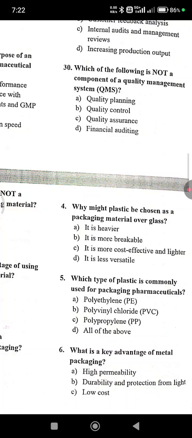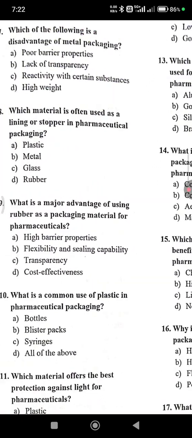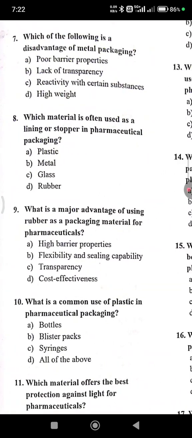Go to question number 6. What is the key advantage of metal packaging? That is option B, durability and protection from light. Which of the following is a disadvantage of metal packaging? That is option C, reactivity with certain substances.